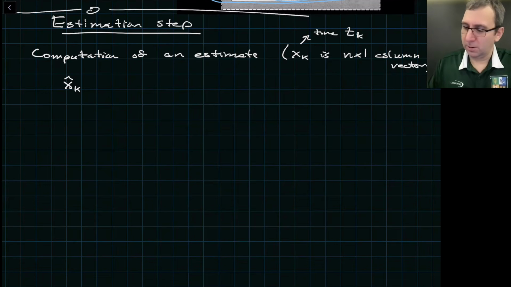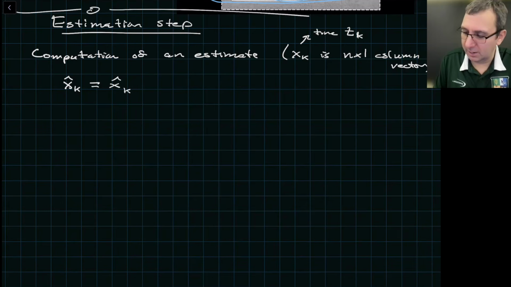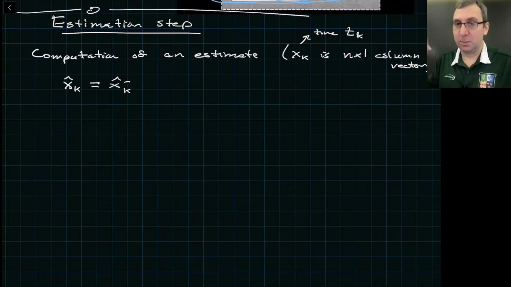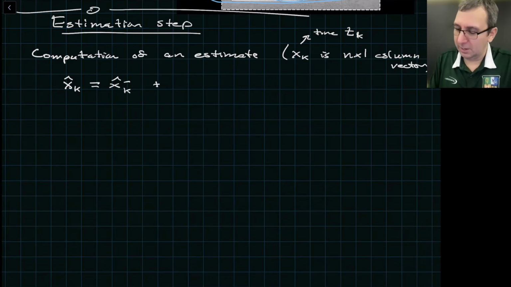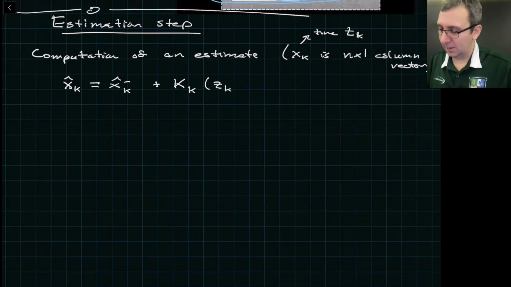So it was part of what we wrote up there in the estimation step. Kind of the heart of it is this, where it takes in xk hat minus from the prediction, and then plus this gain multiplied by the measurement minus H xk hat minus.